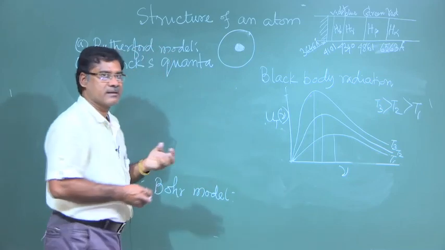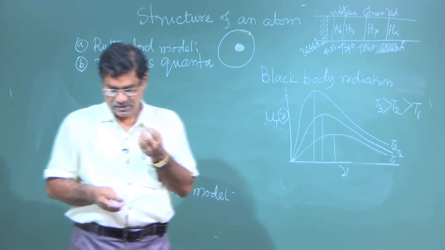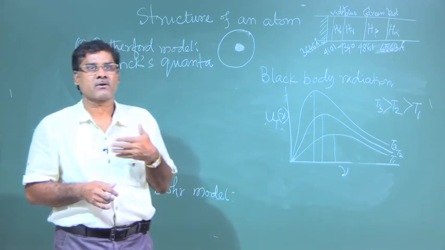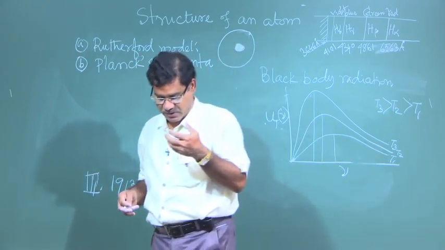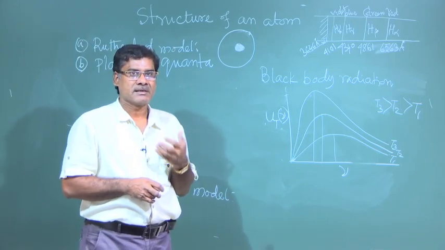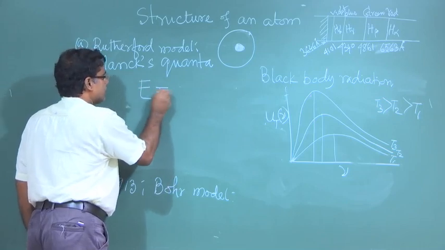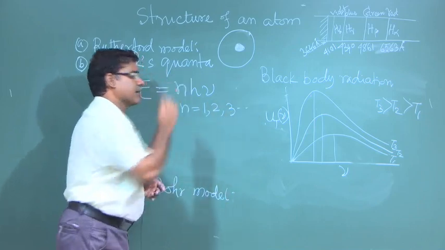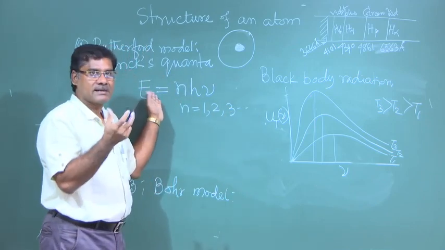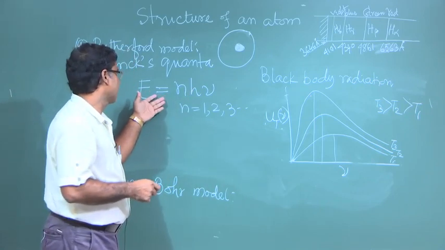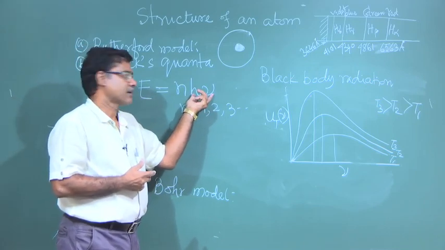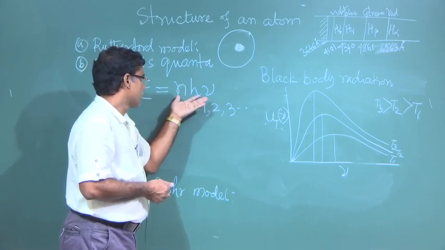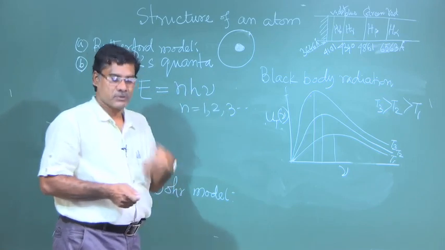So he postulated that the oscillation of these electrons or atoms on the surface of the cavity is not continuous; its energy is not continuous. They can oscillate only with discrete energy, and that energy E is n h nu, with n equal to 1, 2, 3, etcetera, integer. So the oscillator which emits radiation oscillates with energy h nu, 2 h nu, 3 h nu.